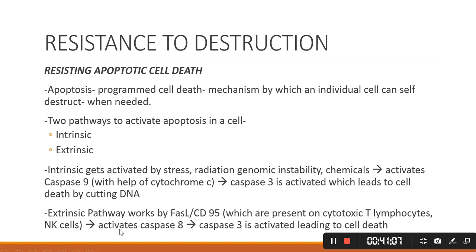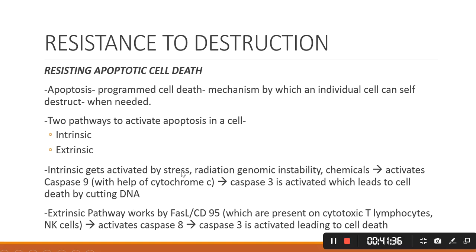Now, what is the extrinsic pathway? The extrinsic pathway works by a receptor. And what is the name of the receptor? It is a Fas ligand or CD95, which are present in the cytotoxic T lymphocytes or NK cells. They activate caspase 8, which in turn activates caspase 3, leading to cell death. So the basic thing we need to know is caspase 3 is present in both the pathways. The 9 is associated with the intrinsic one and the 8 is associated with the extrinsic one.